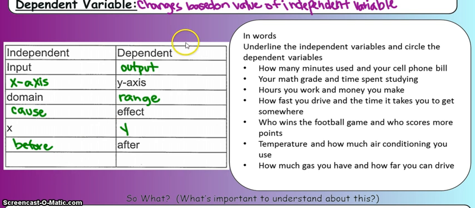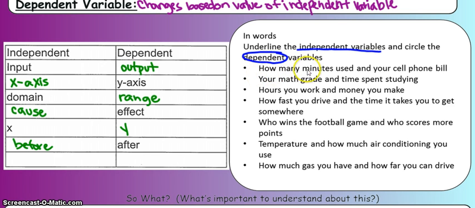Alright, at this point you should have discussed already. We're going to move on to in words, so deciding what independent variables are and dependent variables are in words. And this really comes into play in word problems when we write out our equations. So it's important that we can identify them now in words before we deal with them in word problems. So we're going to underline the independent variables and we are going to circle the dependent variables.